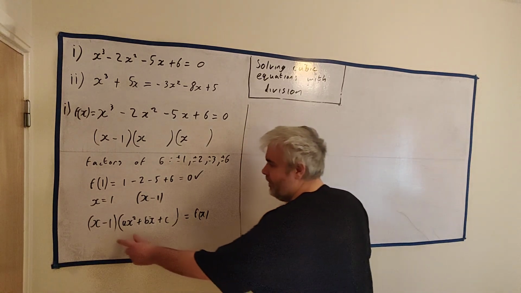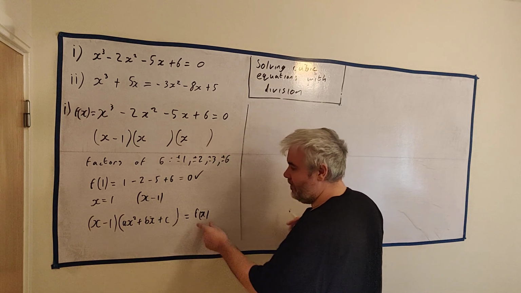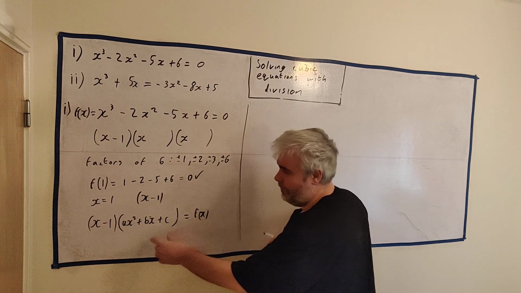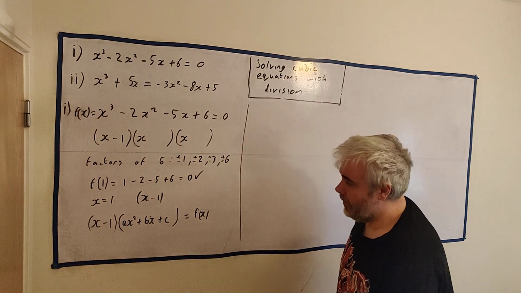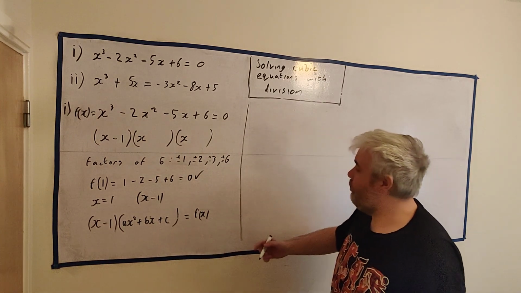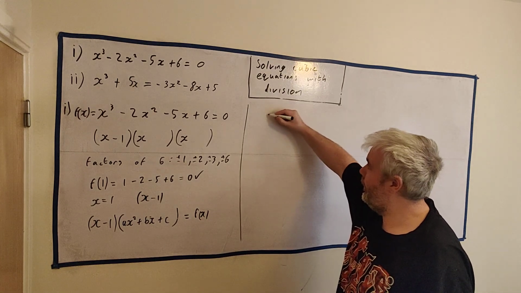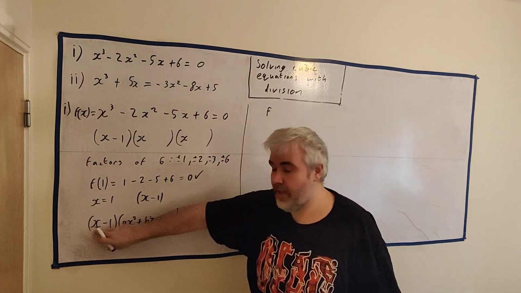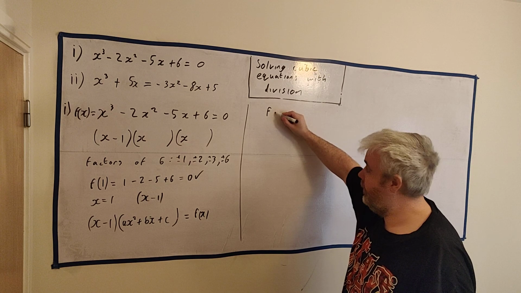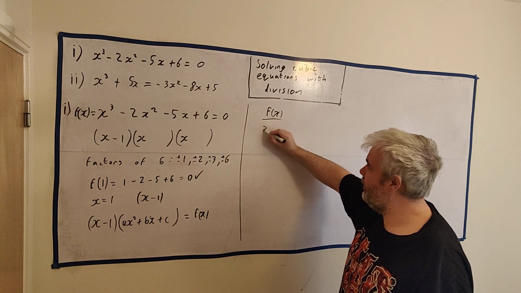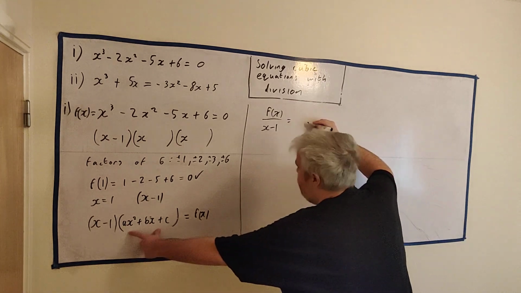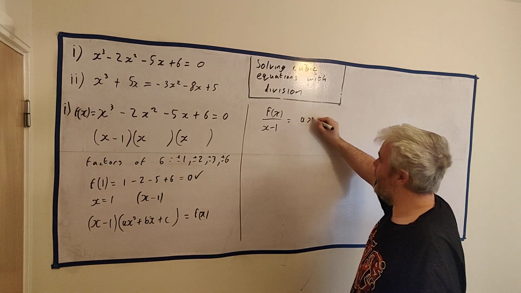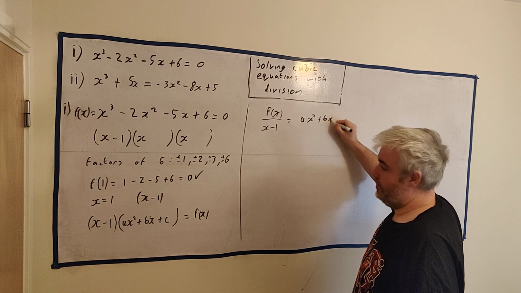So what we have here is two numbers multiplied to get this. So maybe I shouldn't say numbers. Two expressions multiplied to get this. Well, that means if we just divide both sides by x minus 1, we would simply get this is equal to this here: ax squared plus bx plus c.